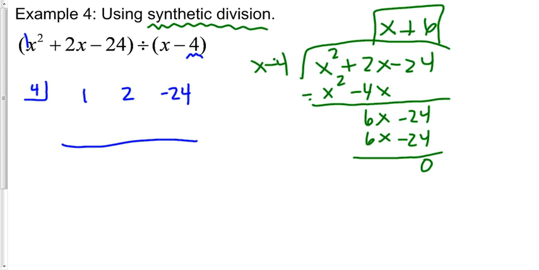All right, now let me show you how this works. We're going to drop down the first number, so you drop down the 1, and now what you do is you multiply. 4 times 1 is 4, and that goes in the next column. Now you add the columns. 2 plus 4 is 6. You drop it below. And then you multiply. 4 times 6 is 24. And when you add the columns, you get 0. Now this last number here represents your remainder. So we have 0 for remainder.